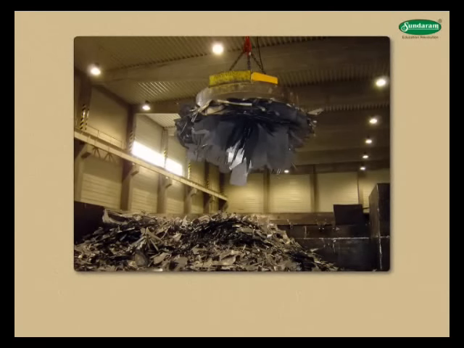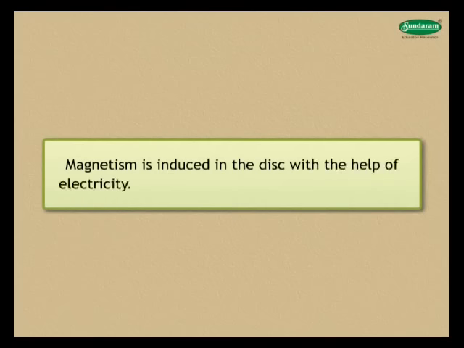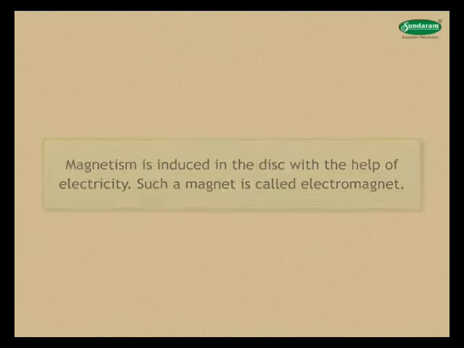It is not feasible to create a permanent magnet of such a big size and store such a big magnet. Therefore, magnetism is induced in the disc with the help of electricity. Such a magnet is called electromagnet.